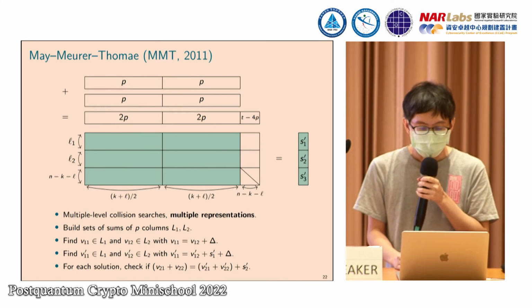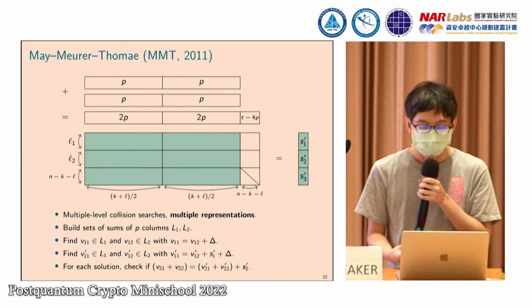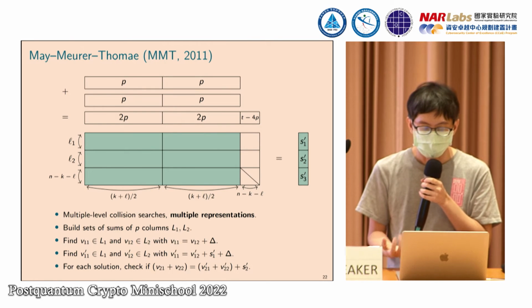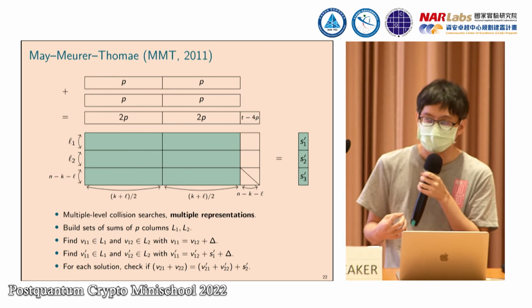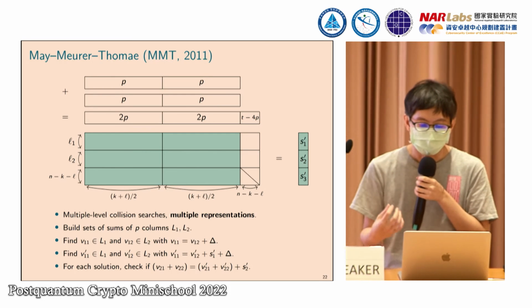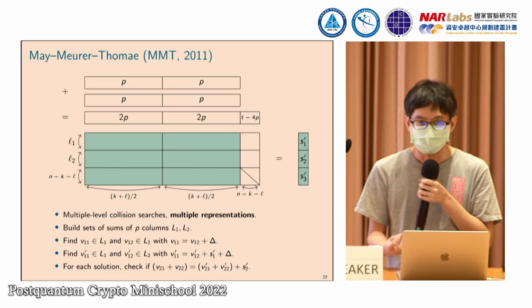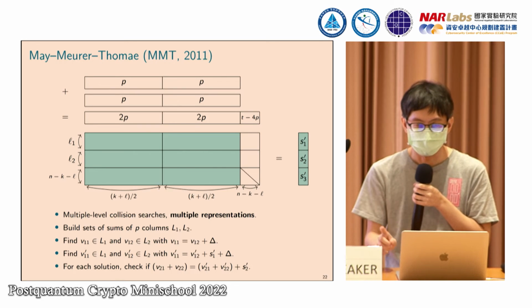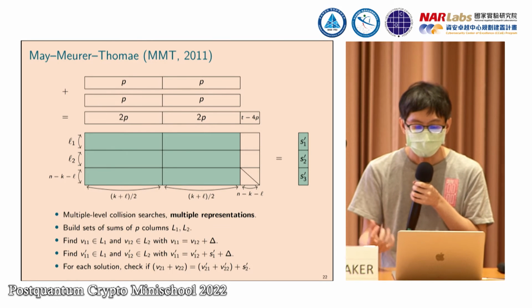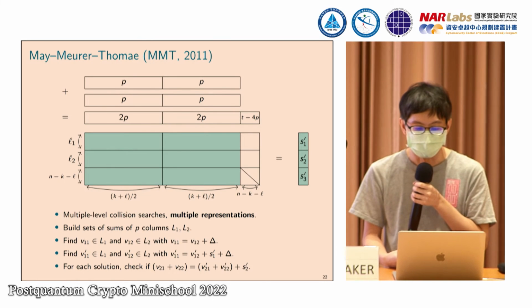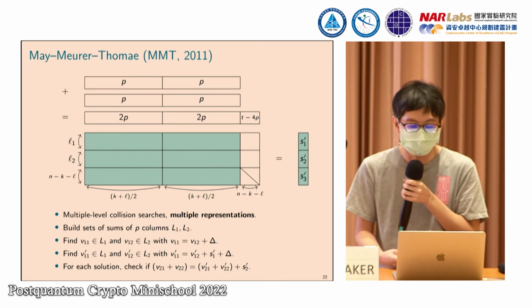So in MNT, I think the main idea is that they want to make use of multiple level collision searches. In Stern, it's just one level collision search. You only need to do collision search once in each iteration. But here we have to do a 2-level or even 3-level collision search.